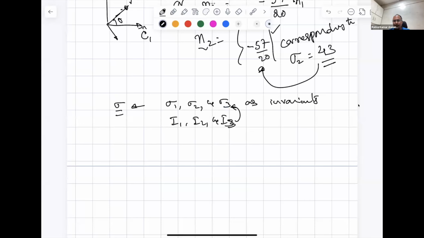Any questions here? Sir, in this context, the eigenvectors will be perpendicular to each other, N1 and N2. Yes, eigenvectors will be perpendicular to each other. You can actually show that. Because if it is a symmetric matrix, the eigenvectors will be orthogonal to each other. Okay. We are not getting into those details, but yes, you can take that.